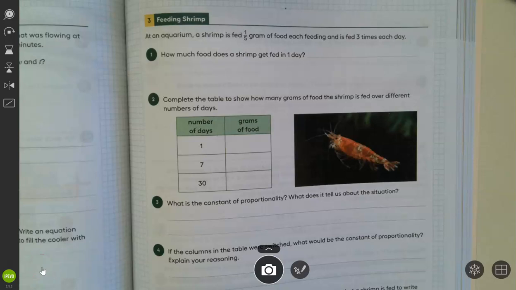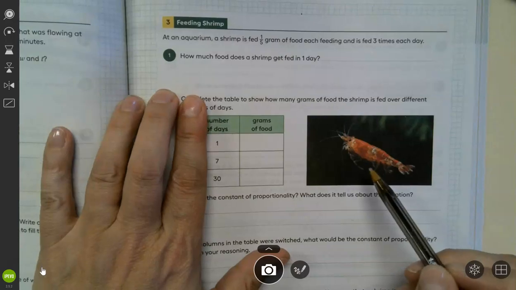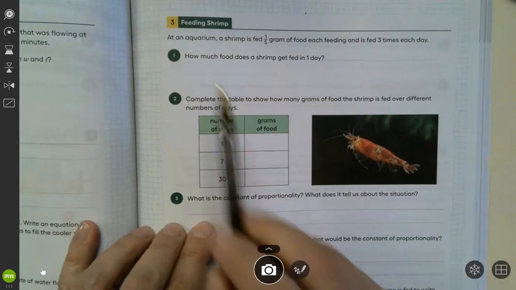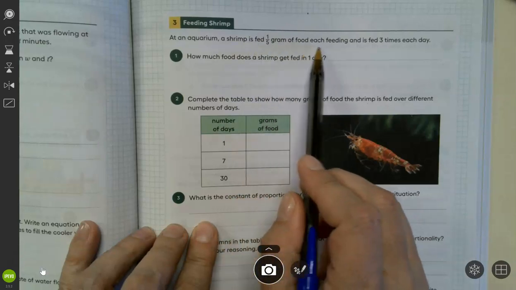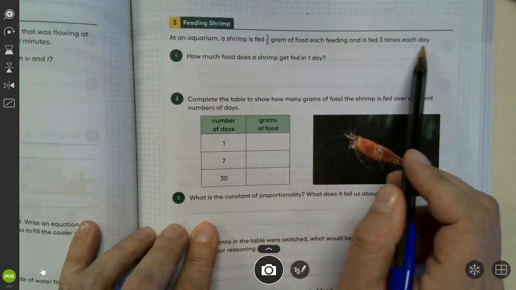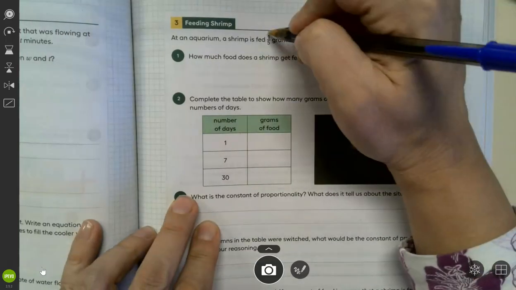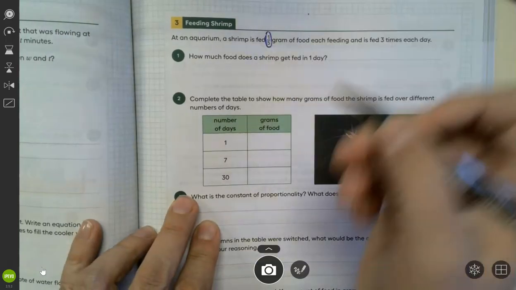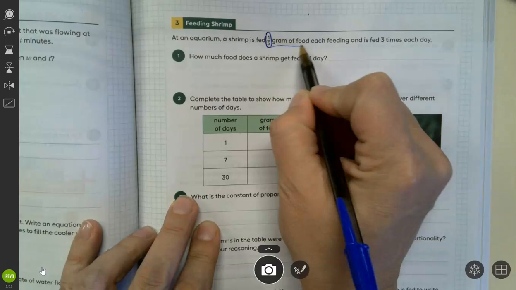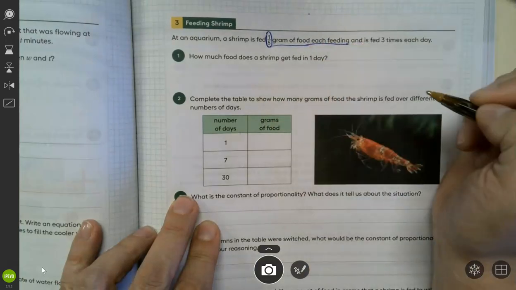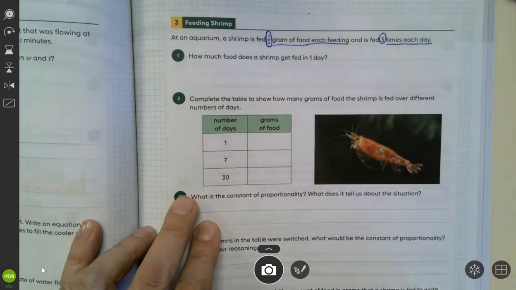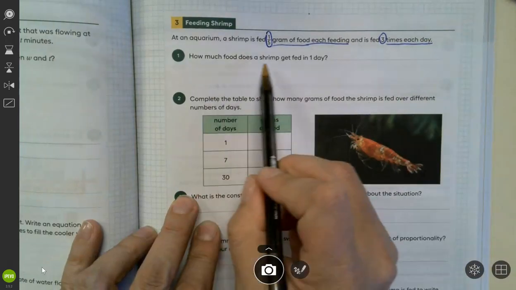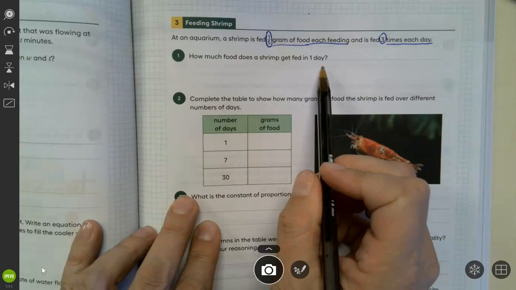All right, so now that you're on page 141, we're going to talk about feeding a shrimp each day. At an aquarium, a shrimp is fed 1/5 grams of food each feeding and is fed 3 times each day. Some important information here is that we have 1/5 grams of food for each feeding, and we know that the shrimp is fed 3 times each day. So how much food does a shrimp get fed in one day?